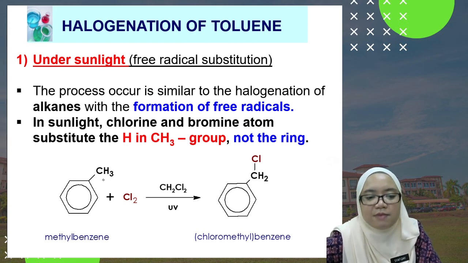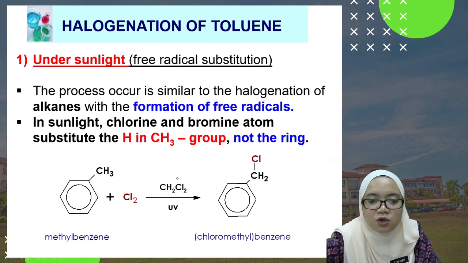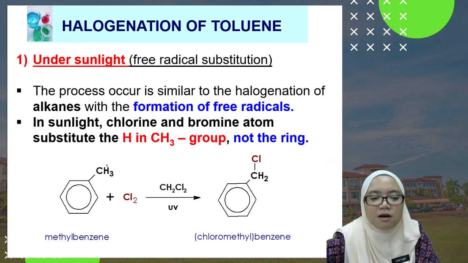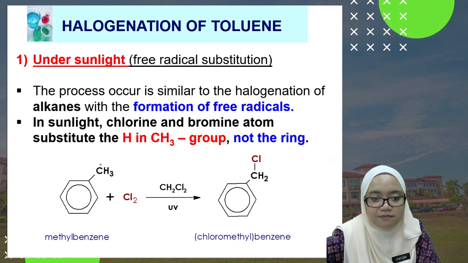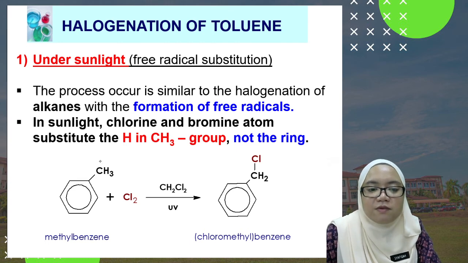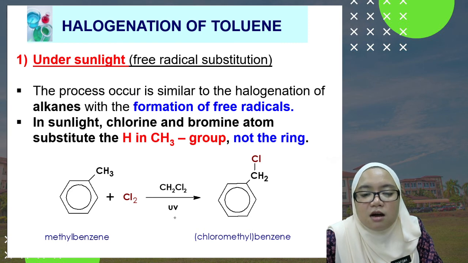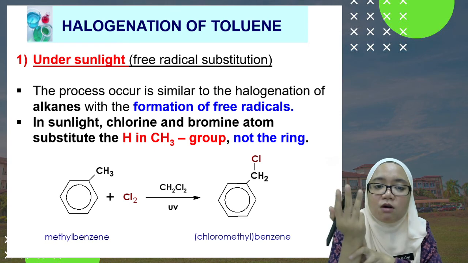Okay, so kita ada methyl benzene ataupun nama dia toluene. Okay, so toluene dia react dengan chlorine under UV light and inert solvent, dia akan form the radical dekat sini, dekat carbon yang sini, bukannya benzene. So dia akan form free radical dekat carbon yang ini, and then dia akan form chloromethyl benzene sebab chlorine attach dekat sini.